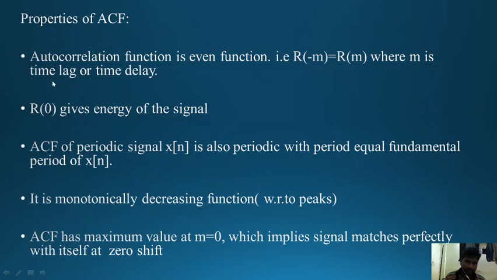Properties of ACF. Autocorrelation function is an even function, that is R of minus m equals R of m, where m is the time lag or time delay. R of 0 gives the energy of the signal. ACF of a periodic signal x of n is also periodic with period equal to the fundamental period of x of n. It is a monotonically decreasing function with respect to peaks. As I said, ACF has maximum value at m equals 0, which implies the signal matches perfectly with itself at 0 shift.